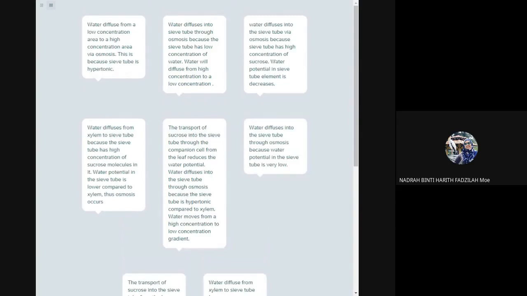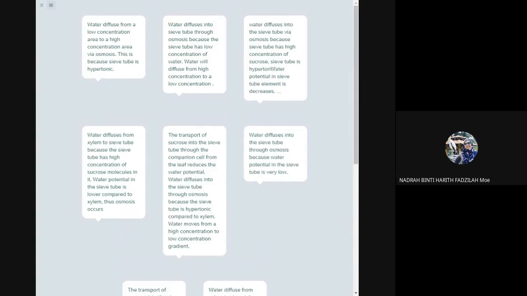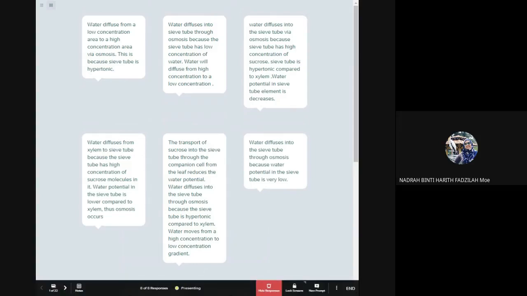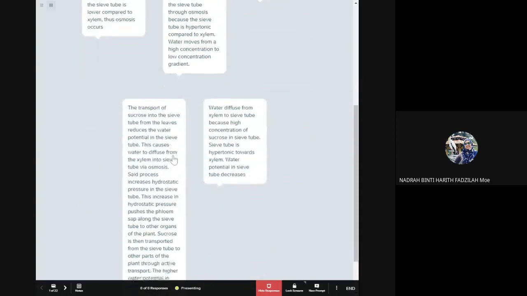Number one, high concentration of sucrose in the sieve tube. Number two, sieve tube is hypertonic compared to xylem, atau sieve tube is hypertonic towards xylem. Dua-dua pun betul. Number three, water potential in sieve tube decreases. Okay, water potential in sieve tube decreases.